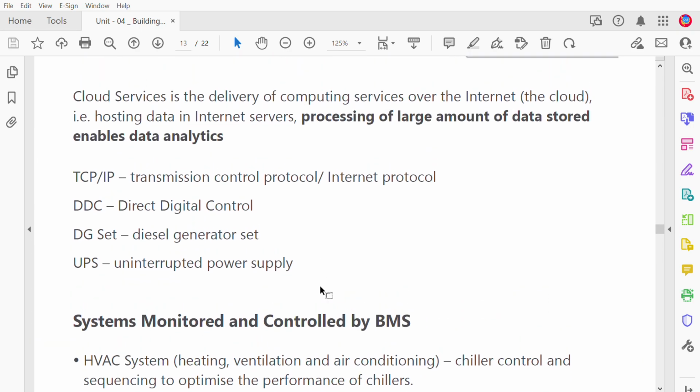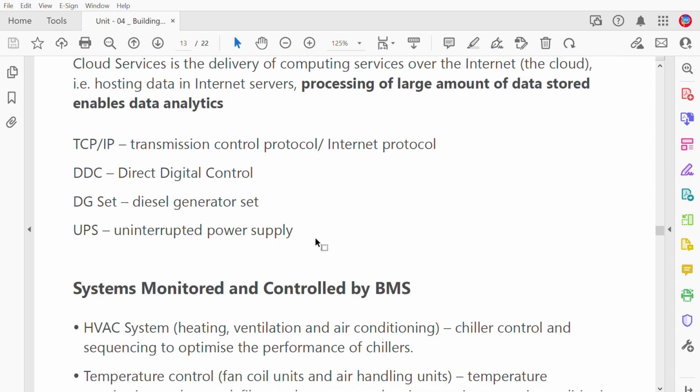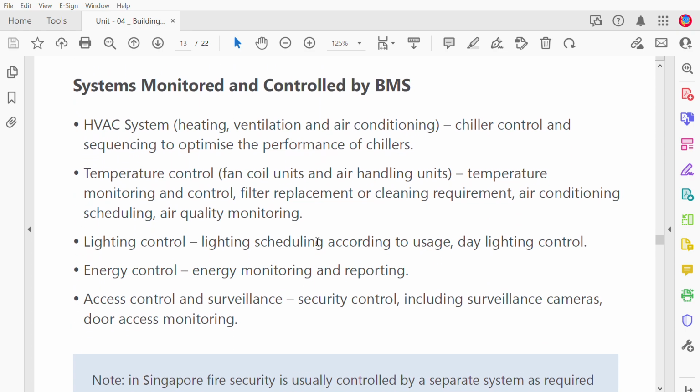So cloud systems deliver over the internet protocol, processing a large amount of data stored in the data analytics, could be TCP/IP, which is the Transmission Control Protocol, Internet Protocol, or DDC, Digital Control, and of course some of the uninterruptible power supply, and some of the cloud services that we will actually get. So monitoring services and control of BMS like HVAC, temperature control, lighting control, energy control, and access control are some of the controls that we actually use.